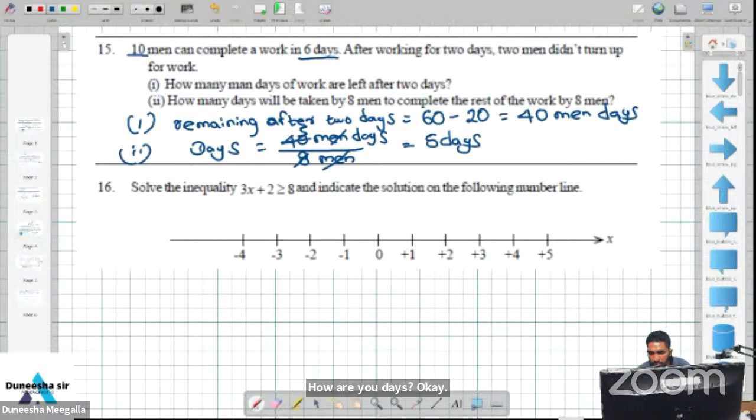Then Devindu's answer is correct. Inuri's answer is correct. Okay.